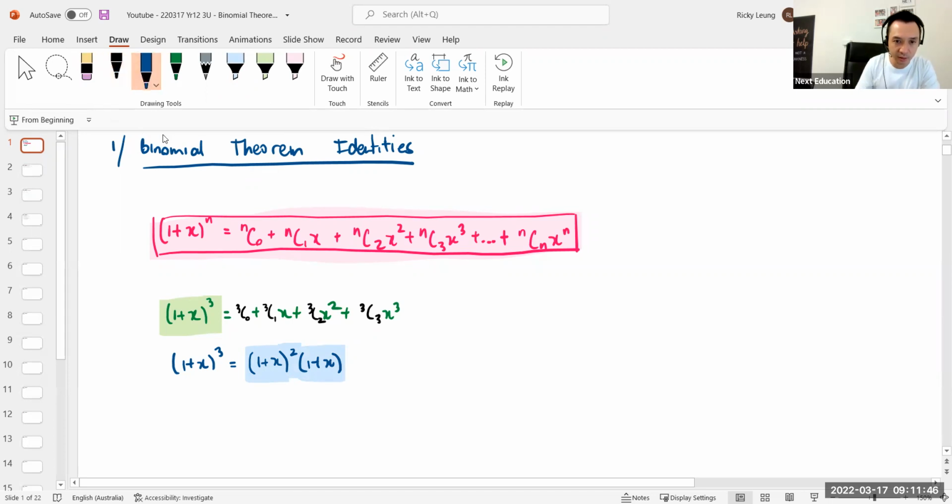What I want to show you is that by having two binomial expressions, I'm going to expand each one individually. Now we know (1 plus x) all squared gives me a nice perfect square that looks like that, and obviously 1 plus x looks like that, right?